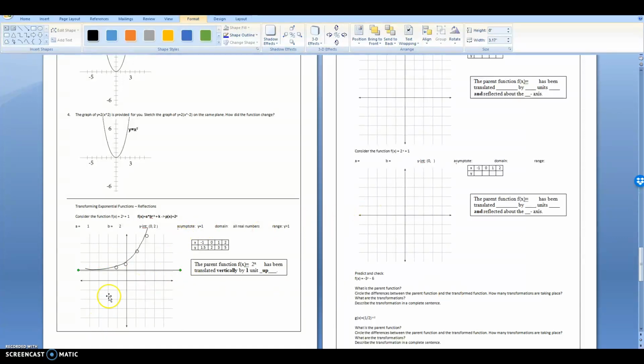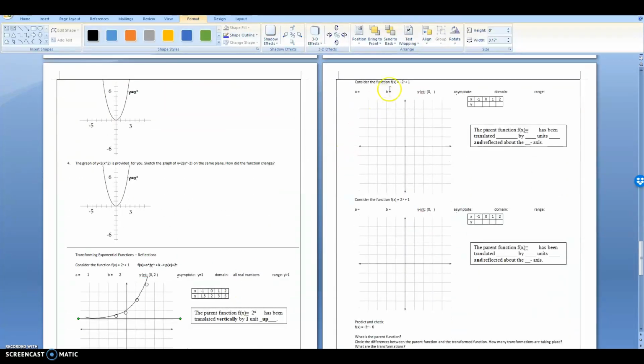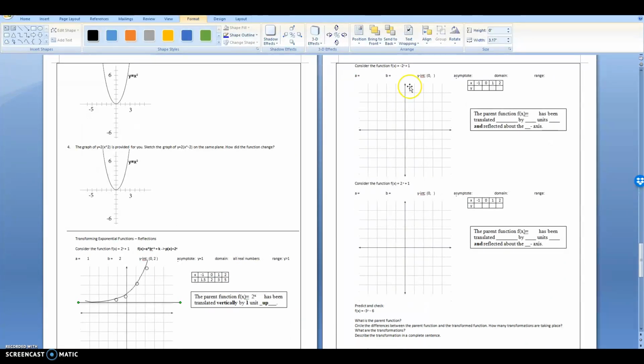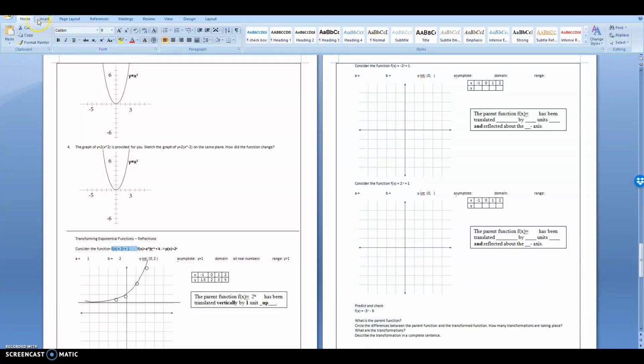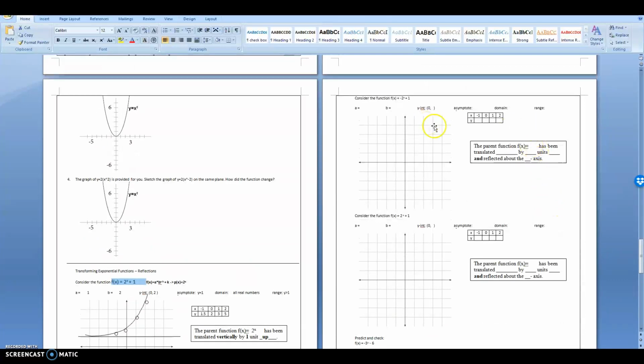So let's see how this function changes. Looking at this one here, now let's consider this function. What is the difference between our previous, let me make this bigger, right? What is the difference between this function and this function?